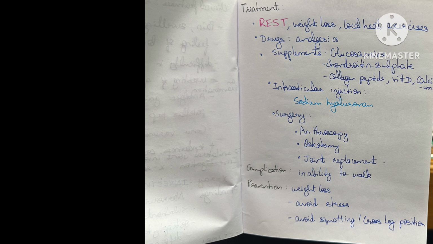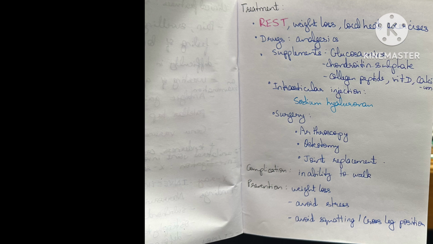Coming on to the treatment, how do you treat a patient with osteoarthritis? First, we'll advise rest and weight loss, local heat, and exercises for osteoarthritis like knee exercises or hip exercises. Then go for drugs, that is analgesics, NSAIDs. Then we can give some supplements like glucosamine, chondroitin sulfate, collagen peptide, vitamin D and calcium supplements.